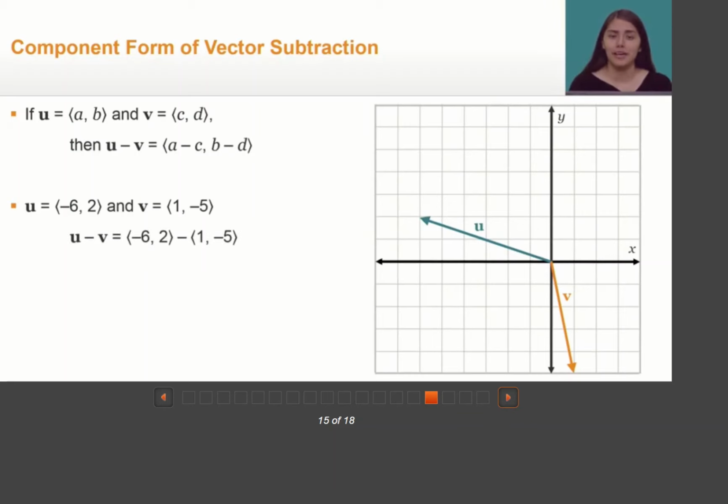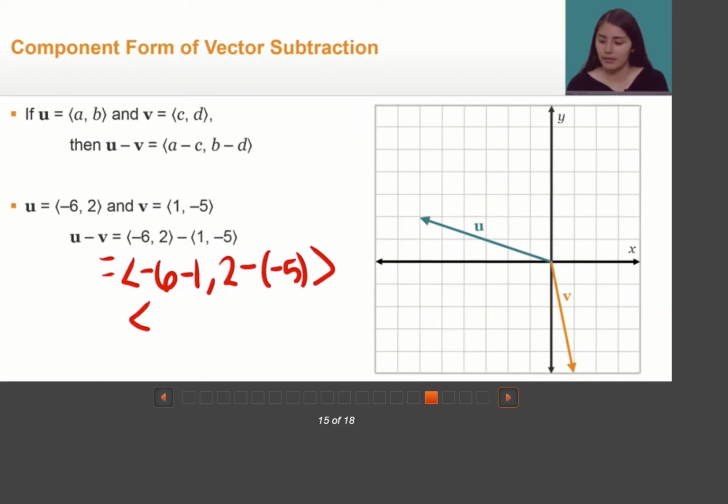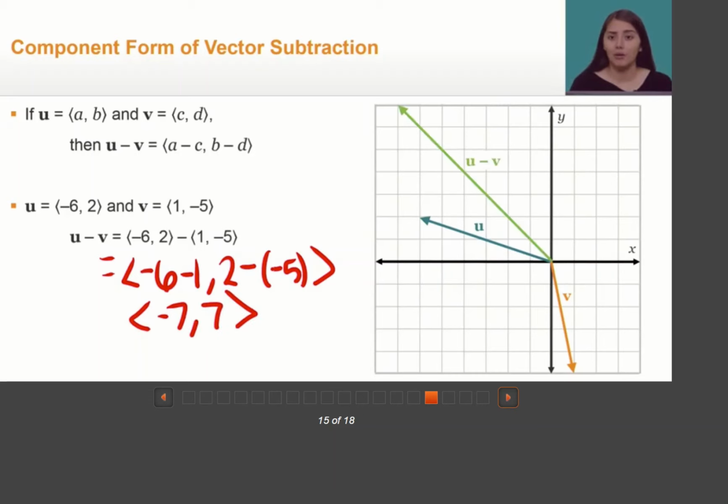So u minus v has a horizontal component of -6 minus 1 and a vertical component of 2 minus -5, resulting in u minus v being the component vector -7, 7, which we can also see on the coordinate plane.